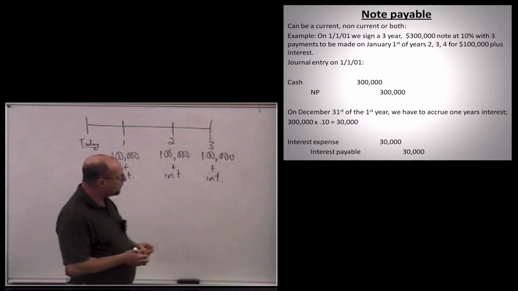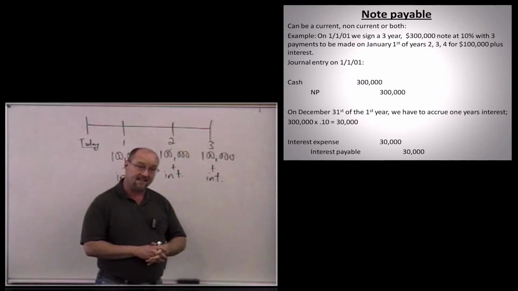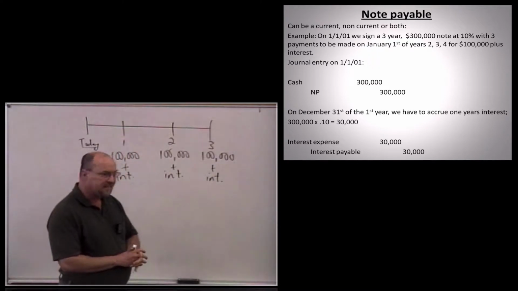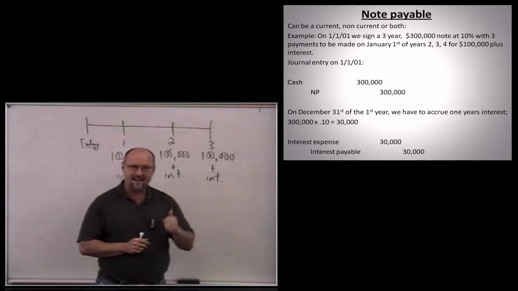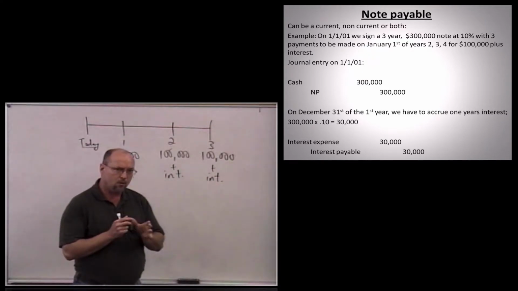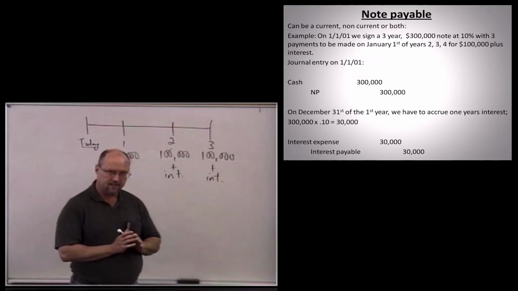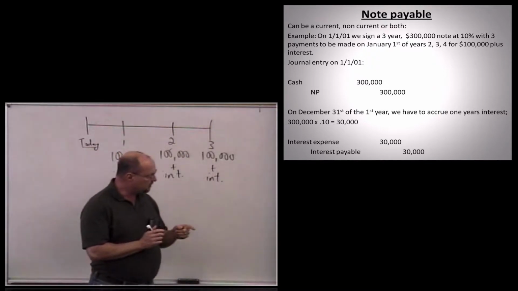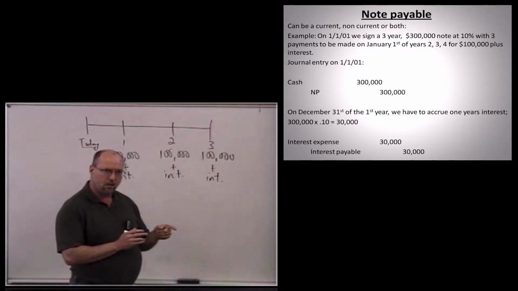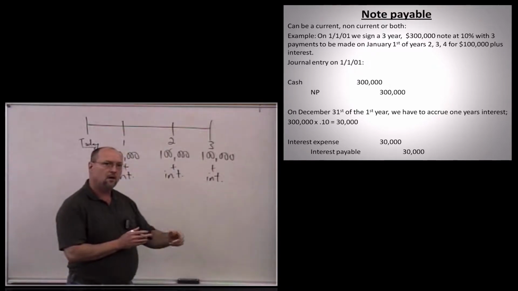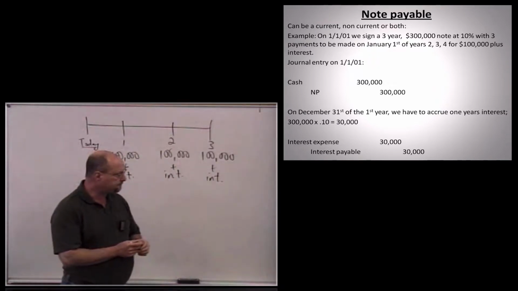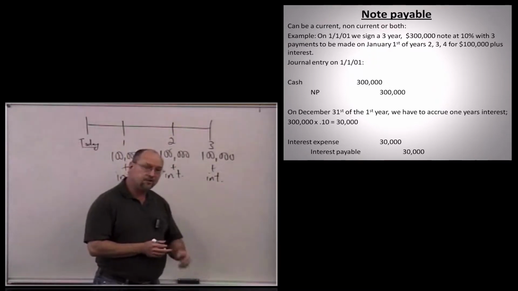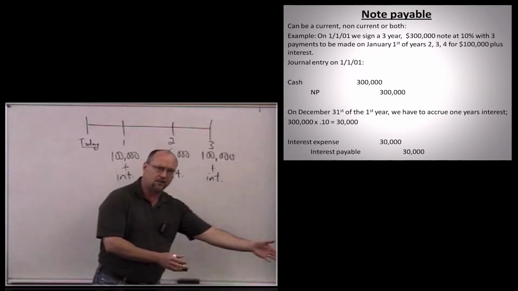So on day 1, when we borrow the money, we debit cash, asset, credit notes payable. Now, this note payable is current and non-current at the same time. And the way we describe it on the balance sheet, is in the current liability section, we'll say note payable current portion, or the current portion of notes payable, however you want to describe it. And then in the non-current section, we'll simply say note payable. We don't have to say non-current portion.